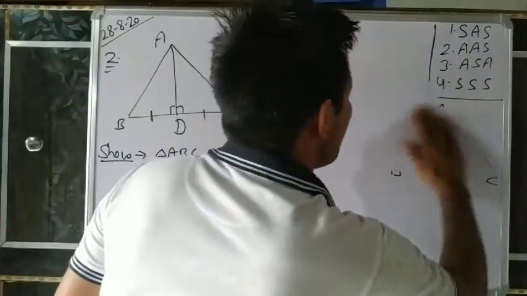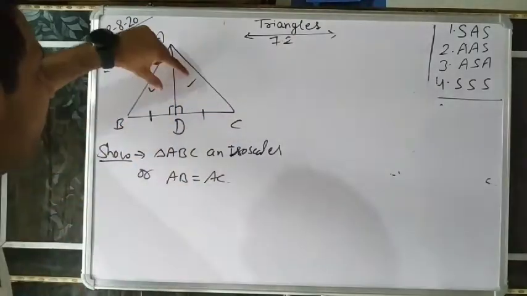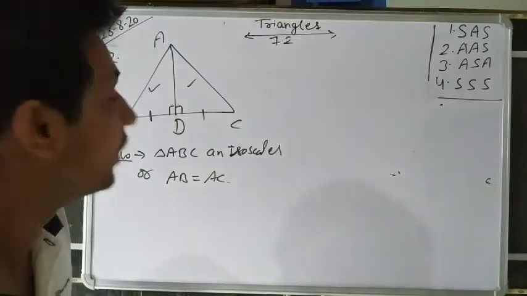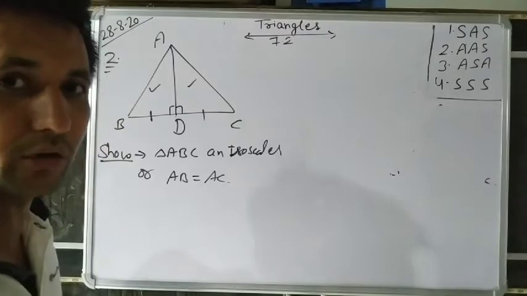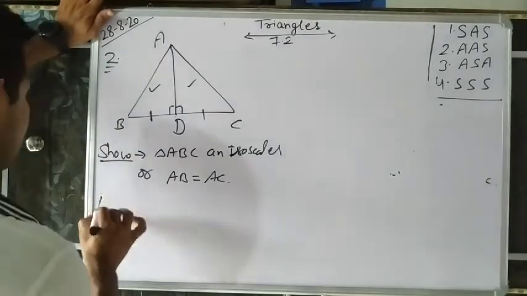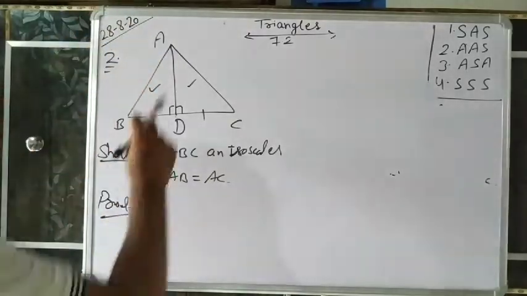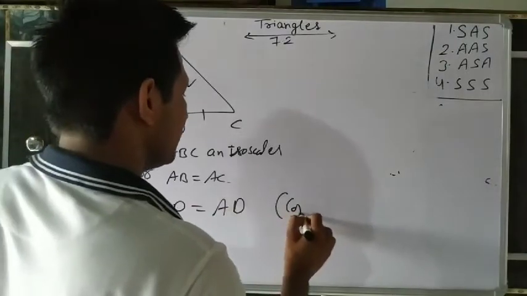Second, AB and AC are in different triangles, and we know in different triangles, if you want to say that two sides are equal, what will we do? We will show that these two triangles are congruent. So write the proof. Do this question yourself. What is AD? AD equals AD.